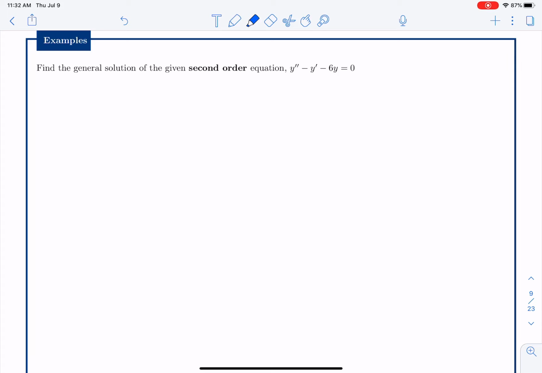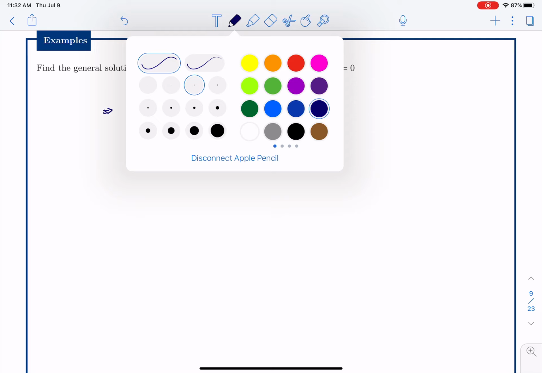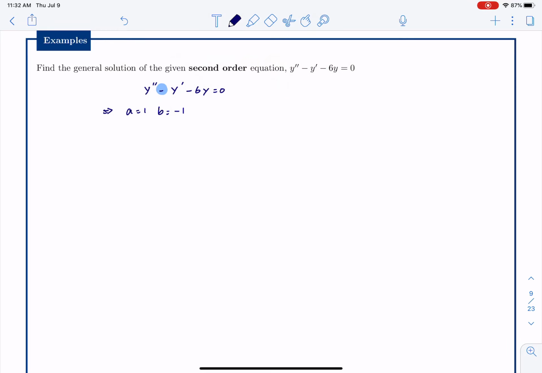Here is an example on solving a second order equation, and obviously it has constant coefficients. So if I write this out, I have y double prime minus y prime minus 6y equals 0, which would imply a is 1, b is negative 1, and c is negative 6.